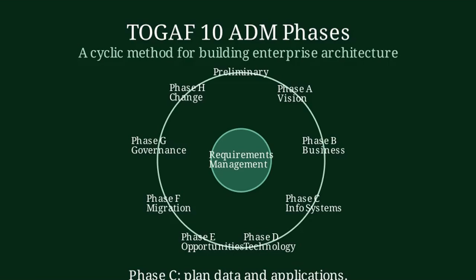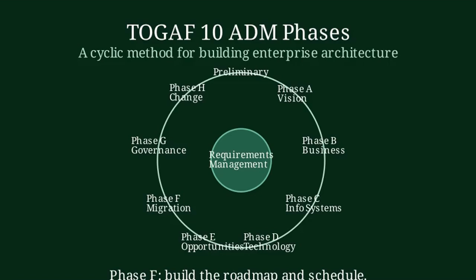Phase D is technology architecture. This is the hardware and infrastructure, servers, networks, and cloud platforms that support the applications and data. Phase E is opportunities and solutions. We compare where we are now to where we want to be, find the gaps, and group the work into possible projects. Phase F is migration planning. We set priorities, create a roadmap, and estimate costs and timelines.